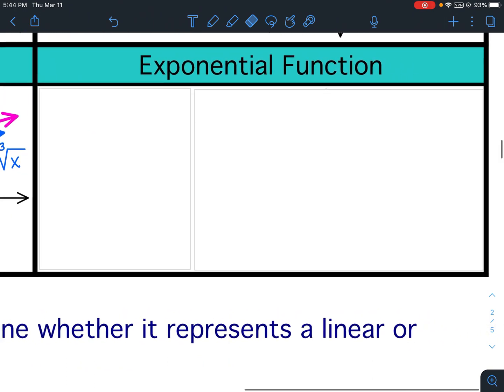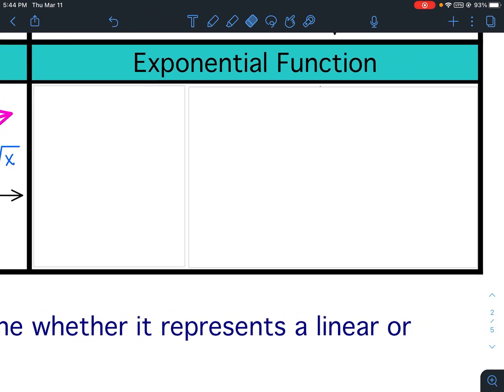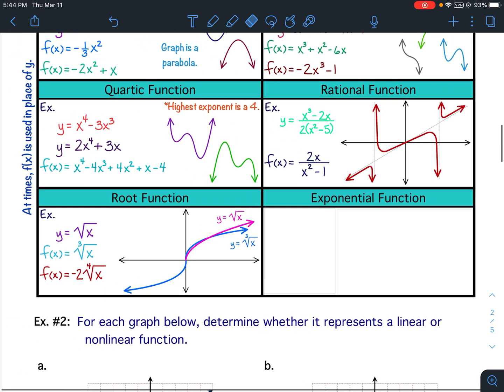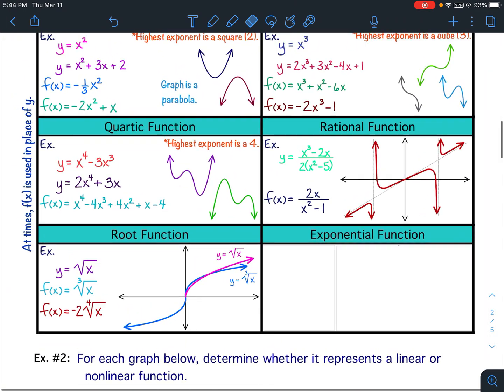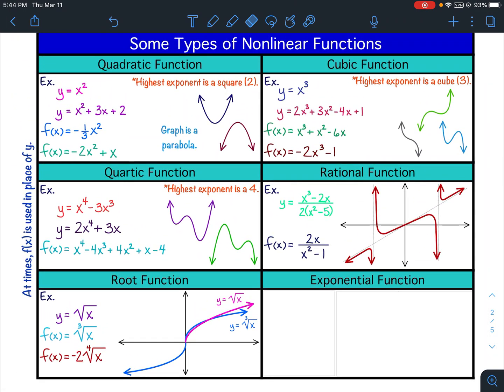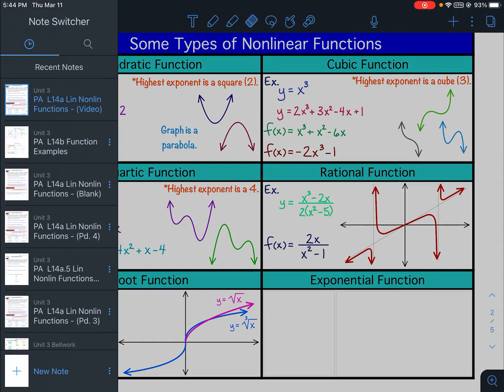Okay, last one is an exponential function. Well, one year I had someone say, well, aren't there exponents in the other ones? Yeah, there are. If you look at the quadratic function, the highest exponent is a 2. For cubic, the highest exponent is 3. For quartic, the highest exponent is 4. But every exponent I just mentioned was a number. The base was the variable x, and the exponent was a number. Well, with exponential functions, the base will be a number, and the exponent is going to be your variable.